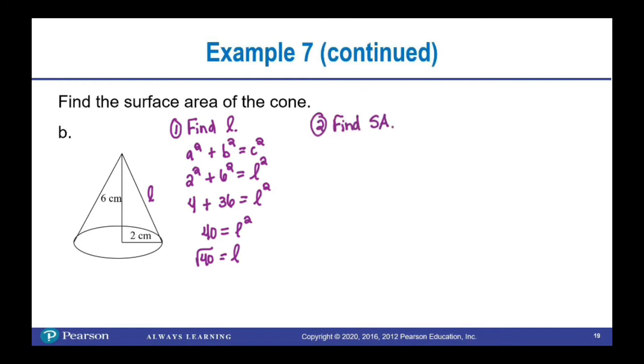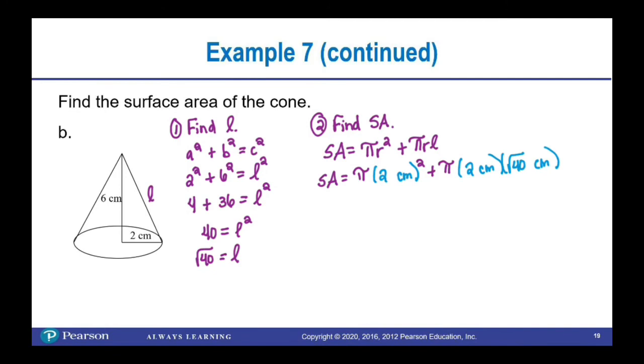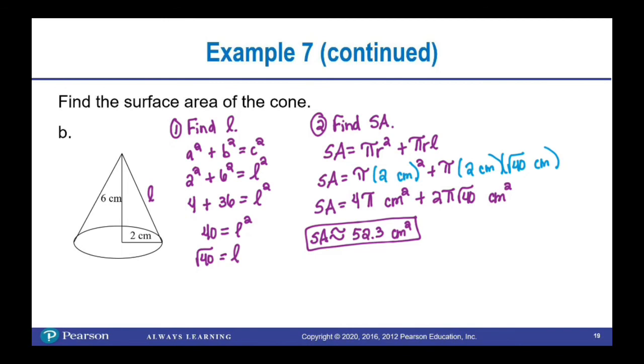Now we're ready to find our surface area, and we have our formula that we can plug into. Our radius here is 2 centimeters, and L, the slant height, is the square root of 40, and our units here are centimeters. 2 squared is 4, so we'd have 4 pi square centimeters, plus 2 pi square root of 40 square centimeters. To type this into your calculator, you would type in 4 pi plus 2 pi times square root of 40, and we get approximately 52.3 square centimeters.